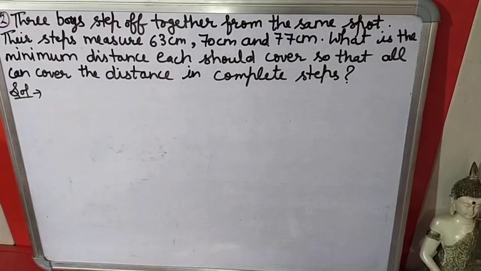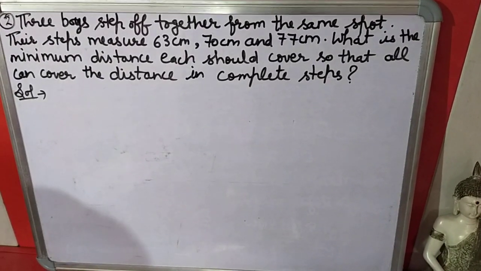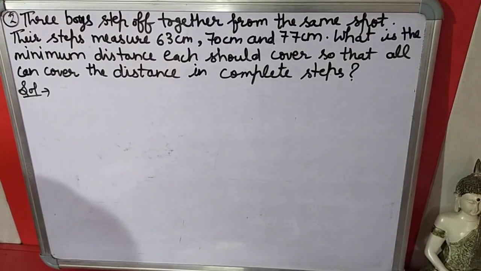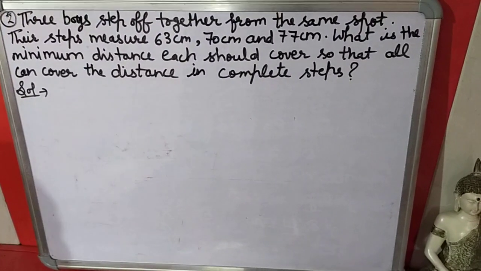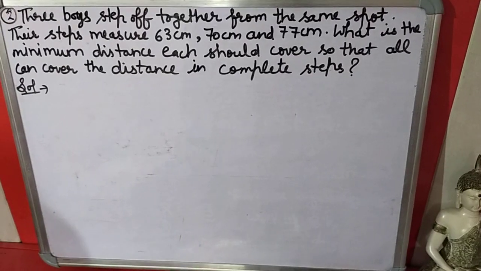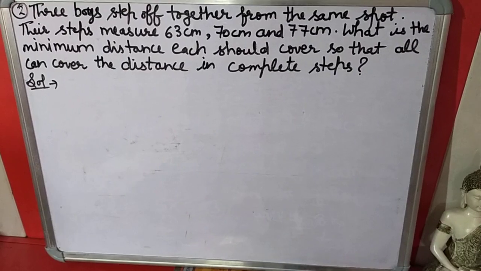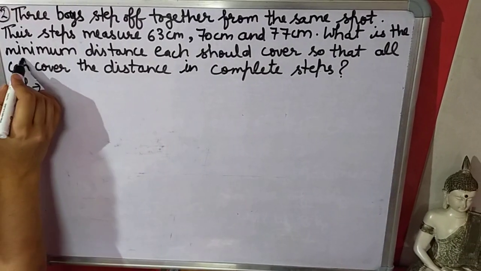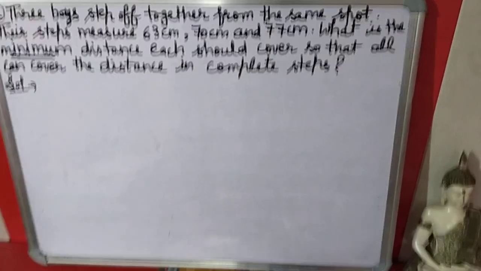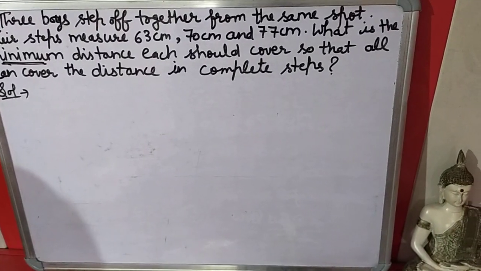Second question is, 3 boys step off together from the same spot. Their steps measure 63 cm, 70 cm and 77 cm. What is the minimum distance each should cover so that all can cover the distance in complete steps? Here it is asking for minimum. So for minimum, we will find LCM.